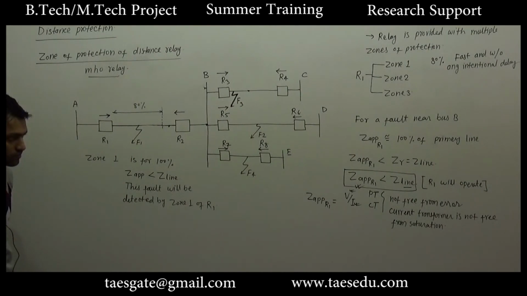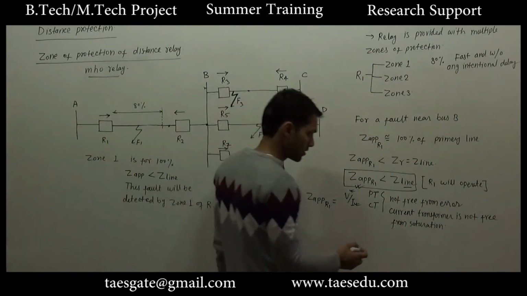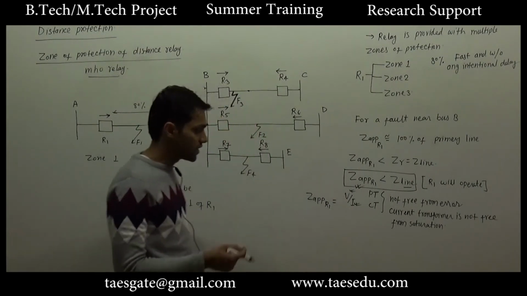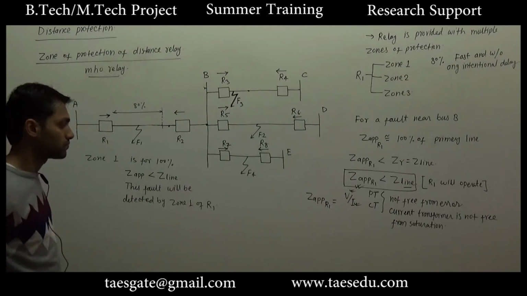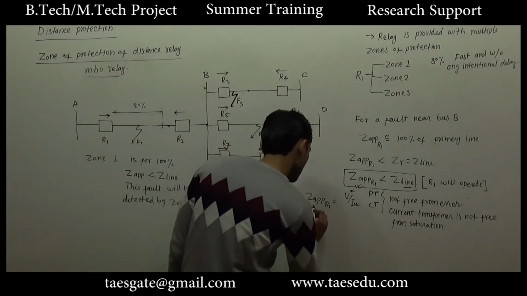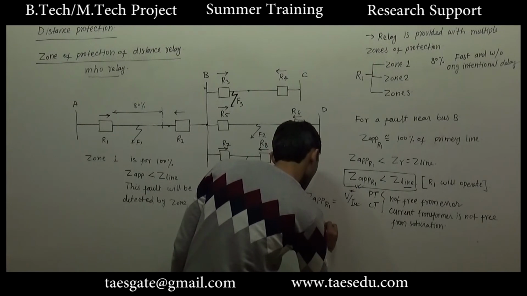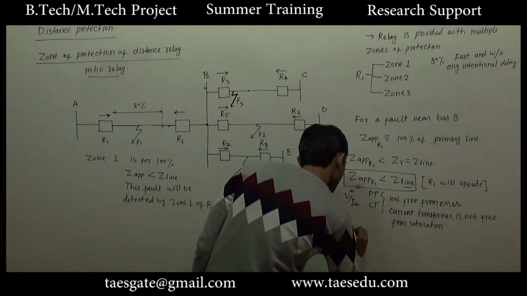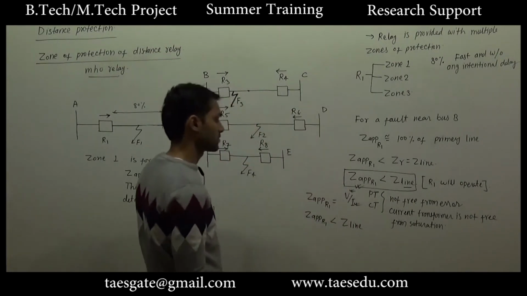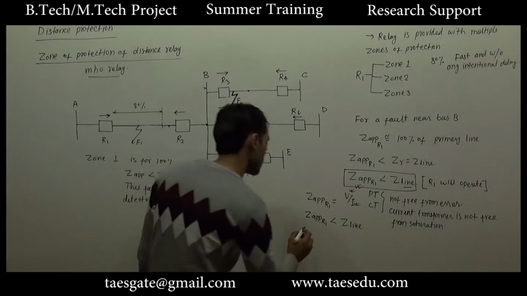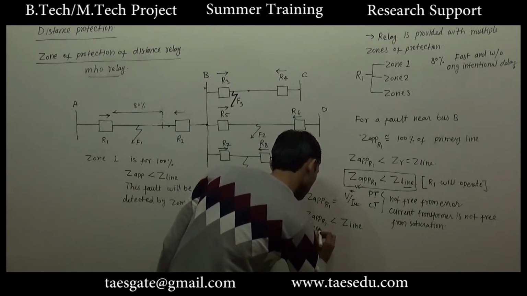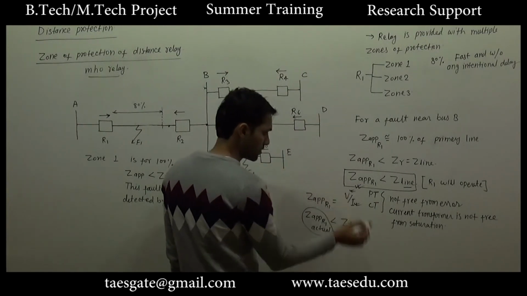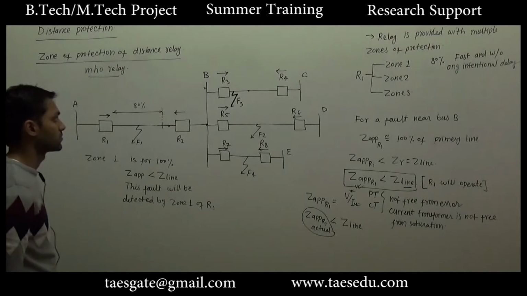So considering all these non-idealities which we are taking as ideal, the actual Z apparent as seen by R1 may be calculated as, or may be read as, less than the line impedance. Okay, this actual may be line impedance, because this will be calculated by the reading of potential and current transformer.